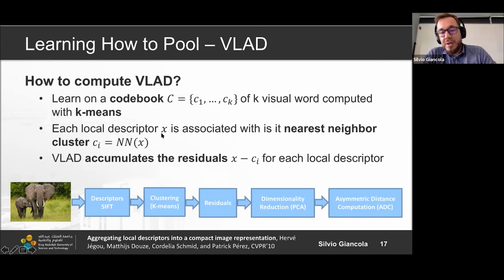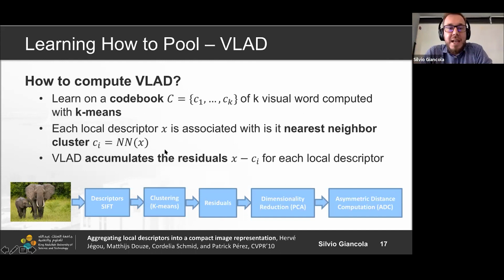Then each local descriptor x, which is one element of that specific set, so in my temporal window this is actually a frame, will be associated with its nearest cluster, which in that example is named c_i. And then VLAD will accumulate the residual, the difference between the specific feature and the closest cluster.